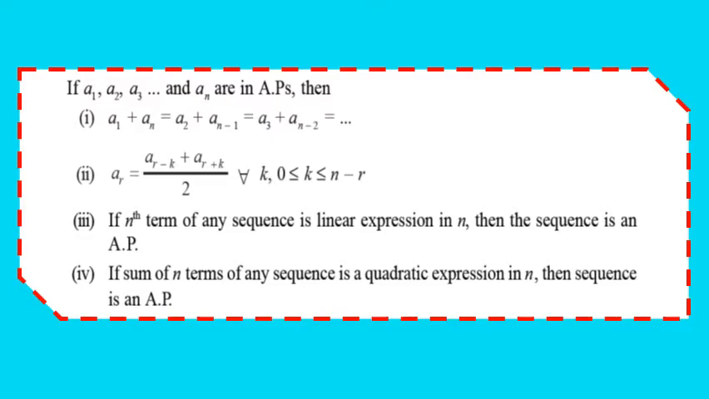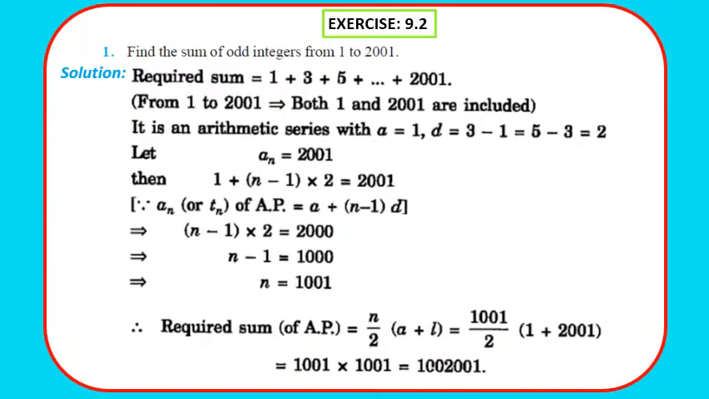Clear? So note down these points. So let's start exercise 9.2. And question 1 is, find the sum of odd integers from 1 to 2001.